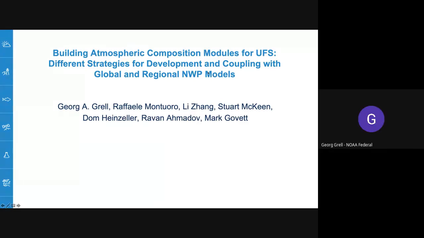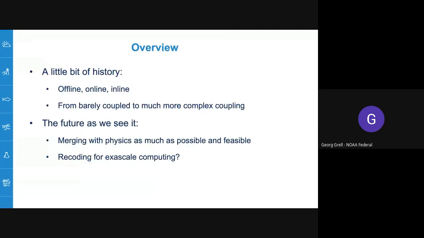So I will try to advertise a little bit of what we have done over the years and what we think would be the best way forward for coupling atmospheric composition suites with UFS. To do that, I will provide a little bit of background and history before going to what we think the future should look like.